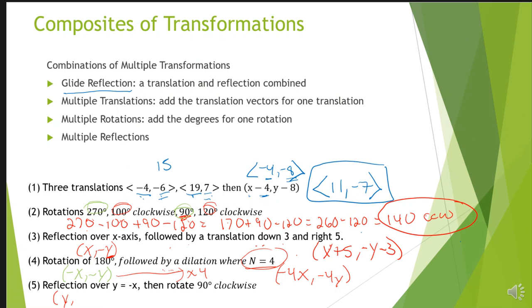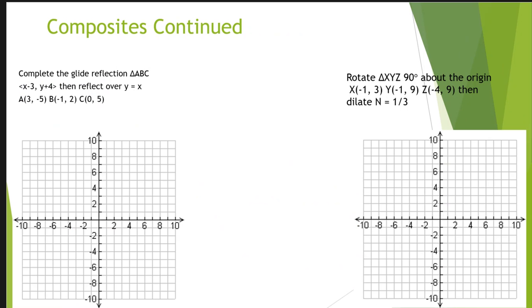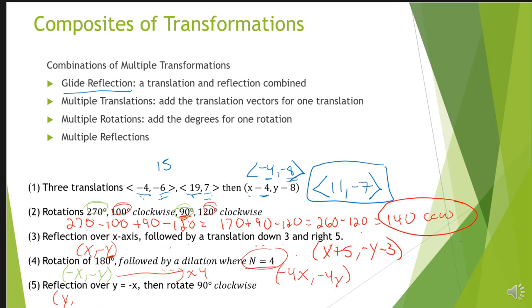So from here, again, you would first do the first part, which is to reflect over y equals negative x. So that'll be this: negative, negative. They're negative, and they switch places. And then you're going to rotate it. So this will be the first part. Then we're going to rotate it 90 degrees clockwise.